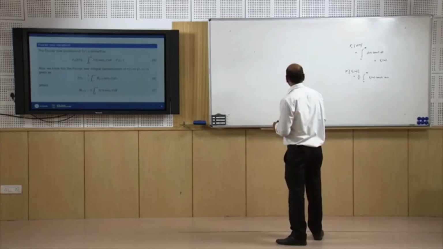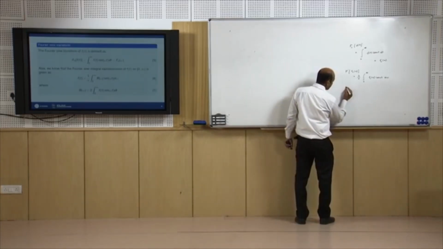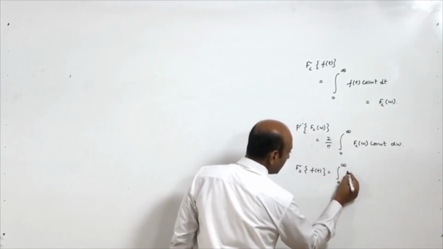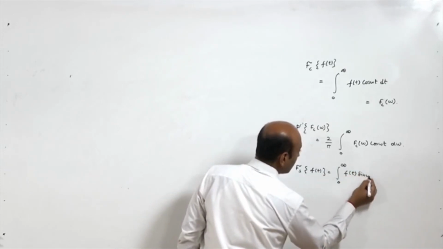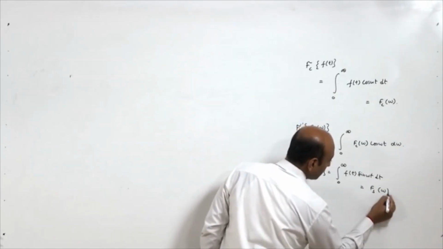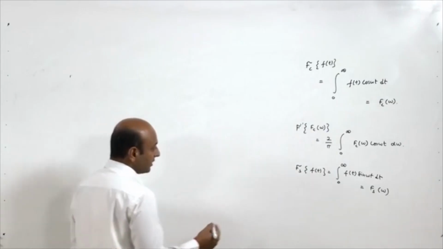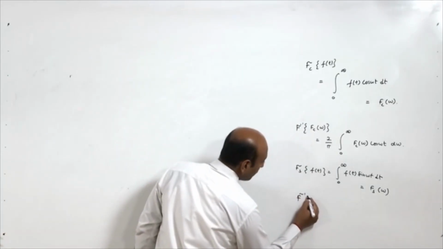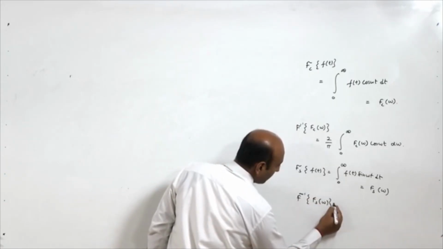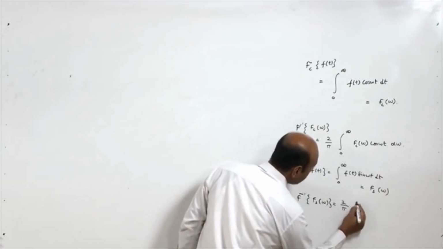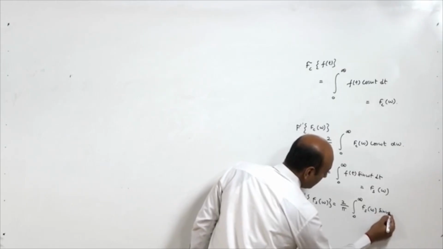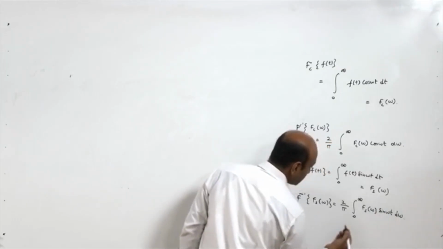So, what is the Fourier sine integral representation of function f(t)? It is the integral 0 to infinity of f(t) sin ωt dt, which is the Fourier sine transform, and the inverse of the Fourier sine transform of f(t) will be nothing but 2 upon π times the integral 0 to infinity of Fs(ω) sin ωt dω, which is nothing but f(t).